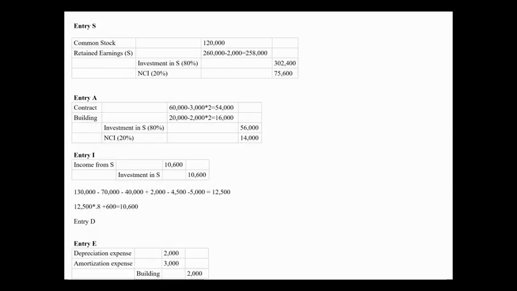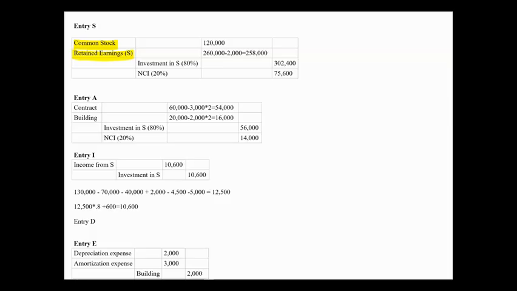So let's continue working on other consolidation entries. The first is entry S. We use entry S to eliminate the subsidiary company's equity account balances. We debit common stock, and we debit retained earnings. The amount is 120,000 for common stock, and the amount for retained earnings is 250,000. It equals the current unadjusted balance of 260,000 minus 2,000.